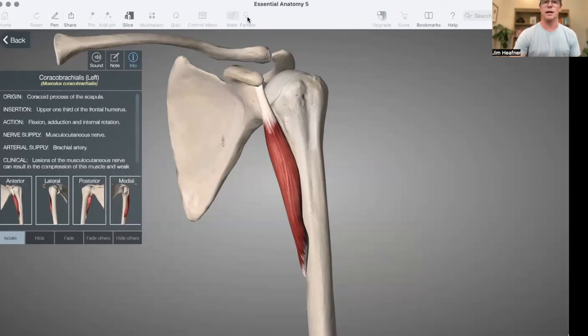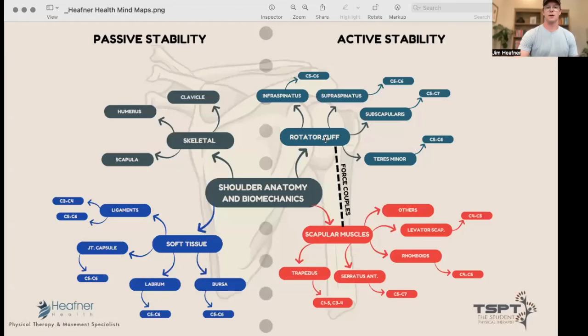So let's go back to our mind map one more time. I'm going to stop the share. We have covered from the beginning the skeletal structures that are important for the shoulder complex, the soft tissue structures, so our ligament, the joint capsule, the labrum, and the bursa. Then we talked about the rotator cuff: supraspinatus, infraspinatus, subscapularis, and teres minor.